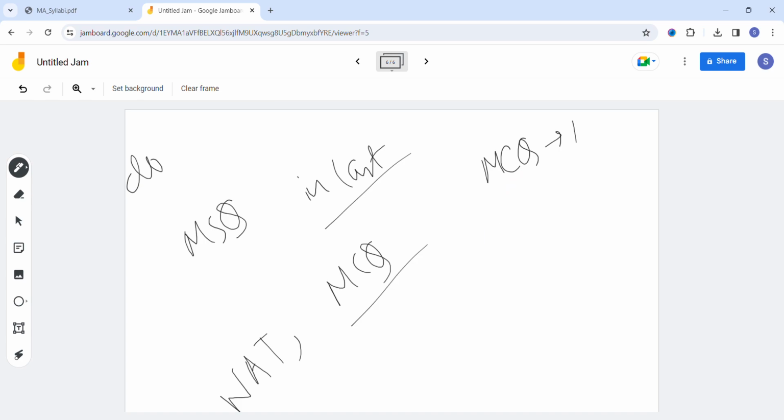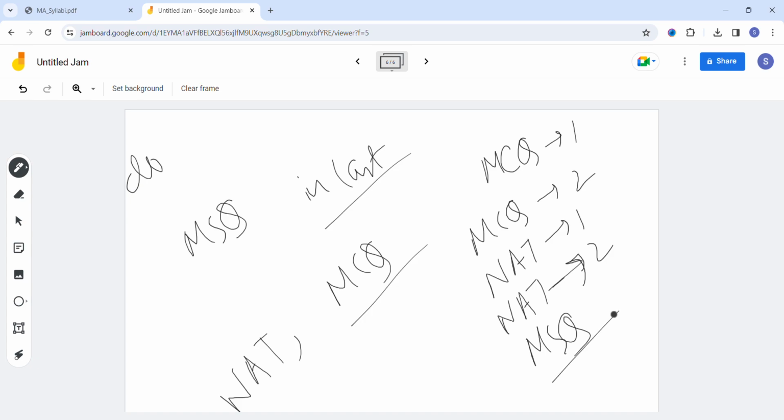So MCQ 1, then MCQ 2, then NAT 1, then NAT 2, then I did MSQ. And also the very important thing: suppose you are attempting MCQ 1, and somehow you can't solve 2 or 3 problems in the beginning. You should not be afraid or worried at that time. Skip the whole section and go to NAT, because it may happen that the MCQ part for that particular paper comes difficult. So you should completely move on to NAT and solve that.